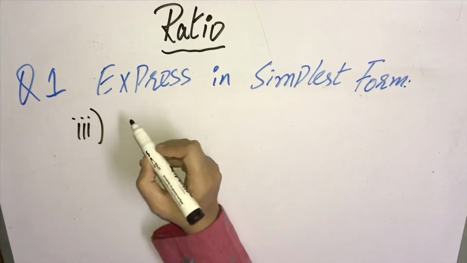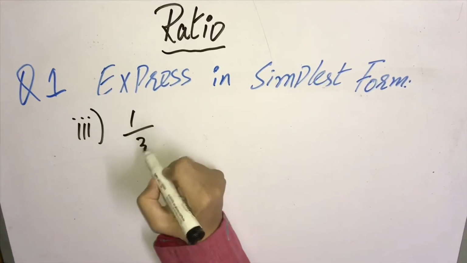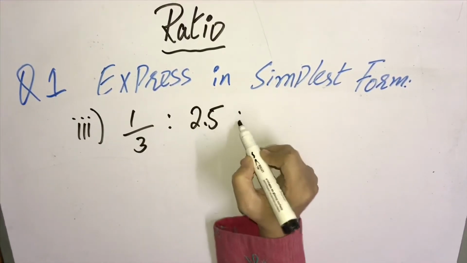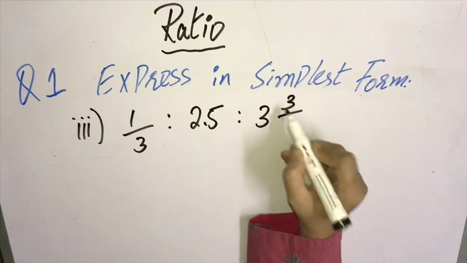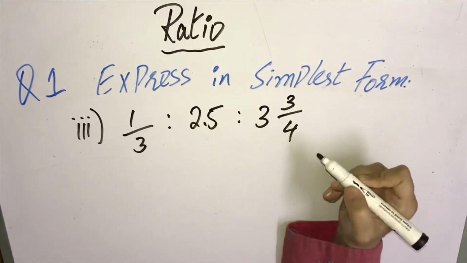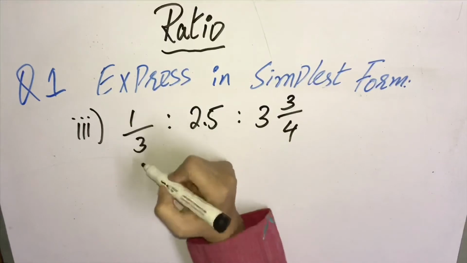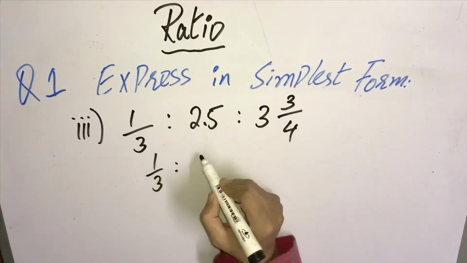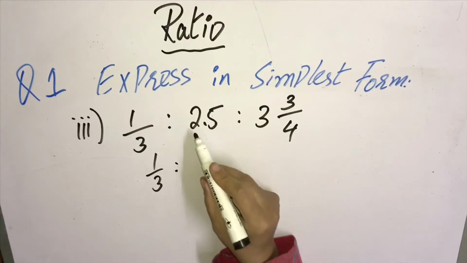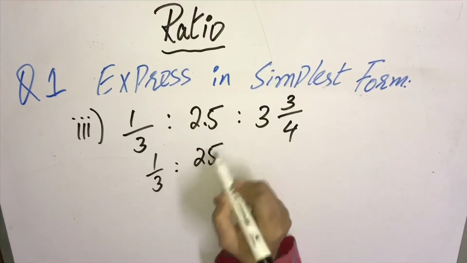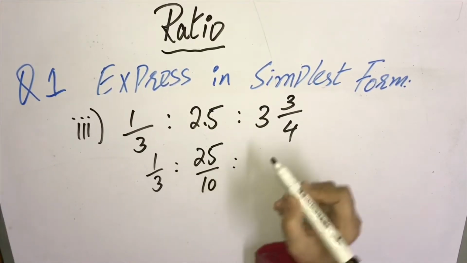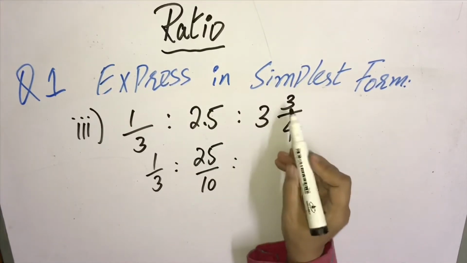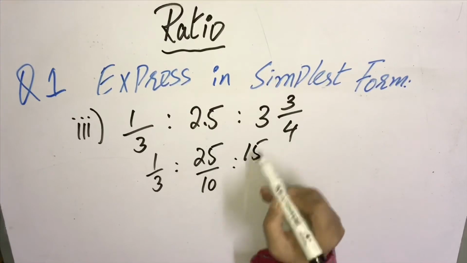Another interesting example is 1 by 3 ratio 2.5 ratio 3 whole 3 by 4. There are two fractions, one mixed number, one proper fraction and a decimal. First of all, I shall convert all three into fractions. 2.5 may be written as 25 over 10 and 3 whole 3 by 4 will be written as 4 3s are 12, 13, 14, 15 over 4.